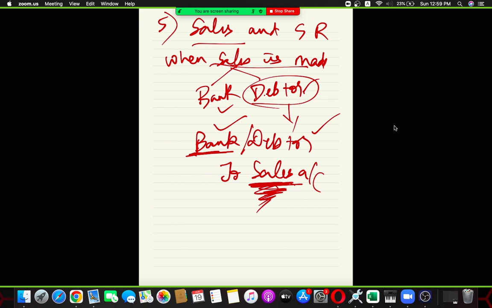Doing the trading account can be done, but understanding why you are debiting and why you are crediting is very important. That is the reason why I am specifying for each account why we are debiting and why we are crediting. So now, this is when the sales is made. Let's consider when the payment is made to debtors.